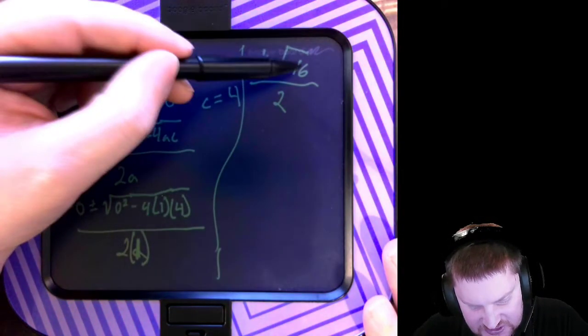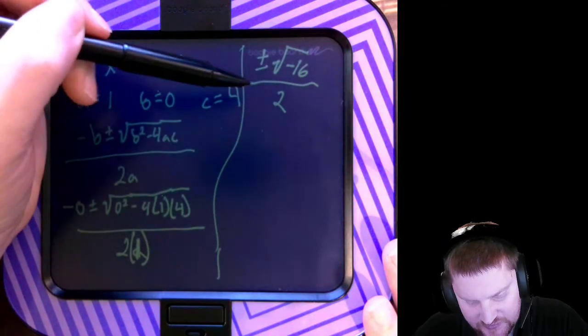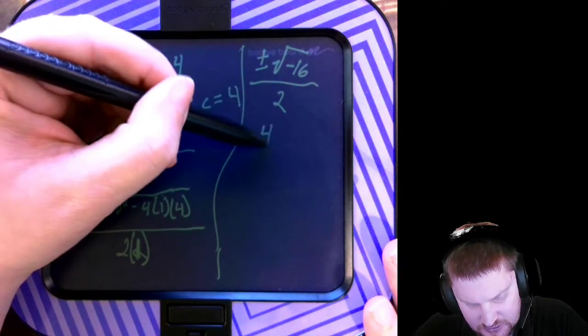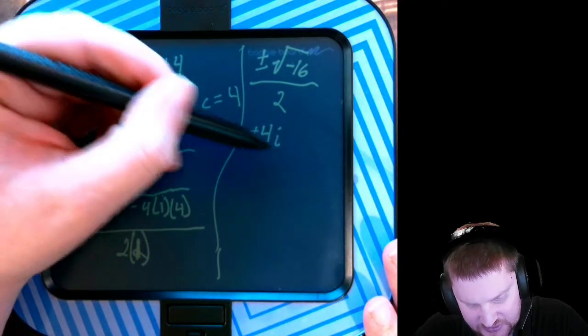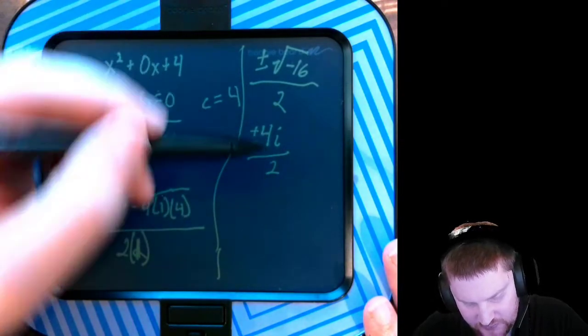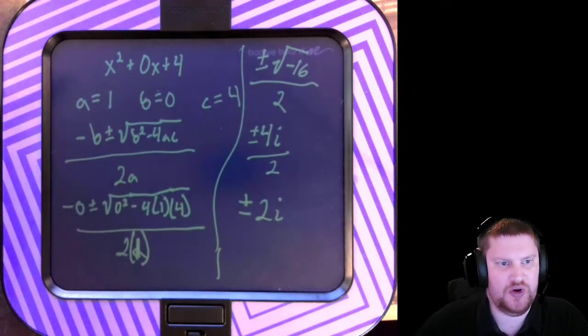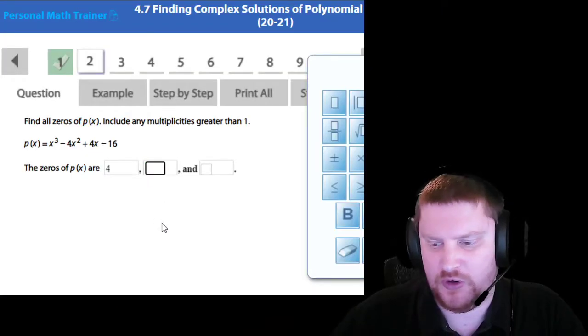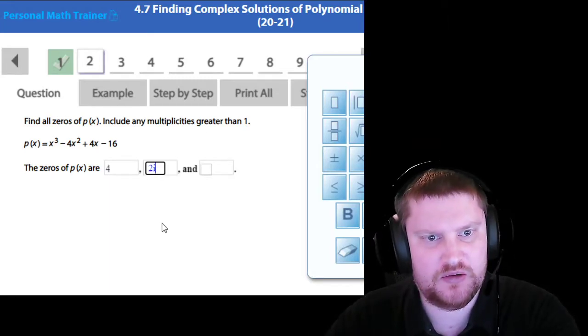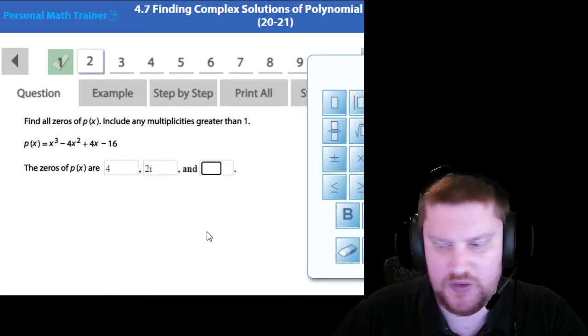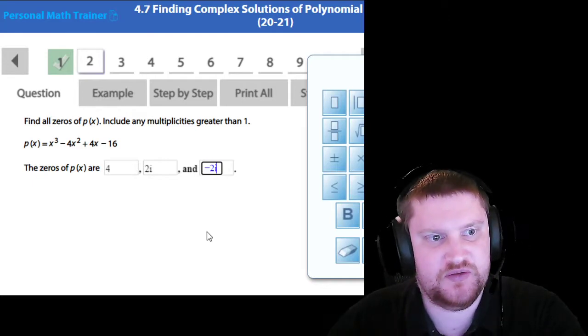Square root of 16 is 4, so the square root of negative 16 is 4i. Positive or negative over 2. 4 divided by 2 is 2. So we have plus or minus 2i. So that means we'll just put in 2i, and we'll put in negative 2i.